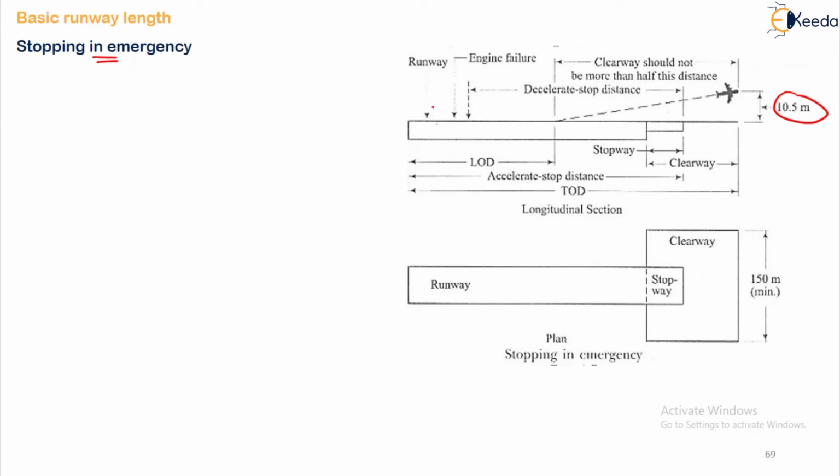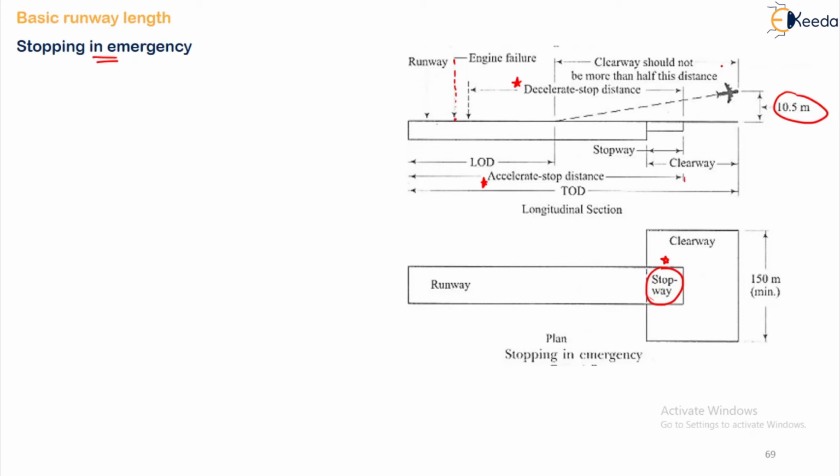If you observe, this is your runway. This is where your engine has failed. From here to here is called the accelerated stop distance, and this is called the decelerated stop distance. This much of the length is called the stopway, and from here to here is called the clearway. Same as the previous one, but here there is a stopway also in the clearway, and the clearway distance should not be more than half of the distance.